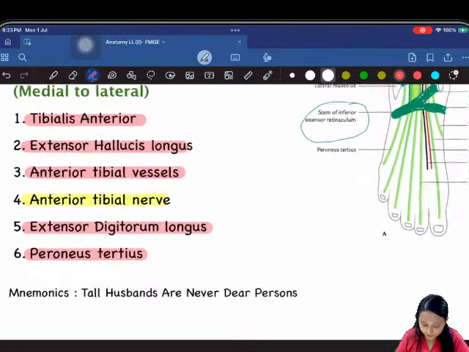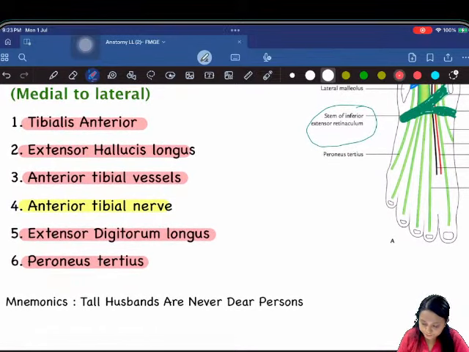Now you have a mnemonic for that. So T for tibialis anterior, okay, H for hallucis longus, A for the artery, anterior tibial artery, N for the nerve, anterior tibial nerve or the deep peroneal nerve, okay, then D for extensor digitorum longus, and P for peroneus tertius.